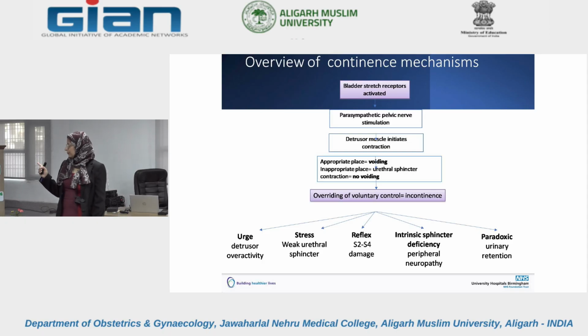Reflex damage, remember S2 to S4, when they have nerve injury, spinal cord injury, stroke or any other problems, or some neurogenic conditions, they can have reflex problems. Intrinsic sphincter deficiency, like peripheral neuropathy, can cause problems, and then paradoxical, which is overflow incontinence. Actually, there is retention of urine because of various neurological conditions, and they keep leaking because the bladder is not empty.